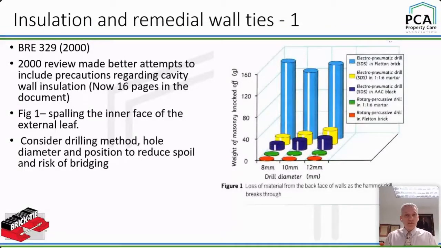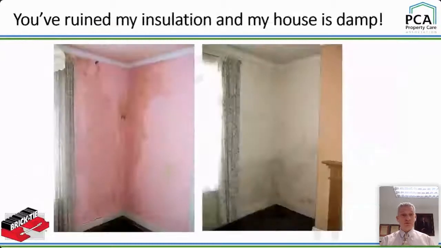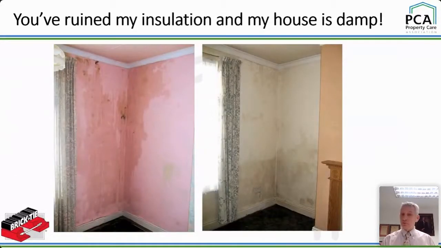So how can we protect the insulation? Modify your drilling pattern. But they still recommended in that document, consider a full removal strategy. Okay, and a full removal strategy is expensive, time consuming, and should only be done if there is genuine corrosion on the inner leaf. That is a personal view.